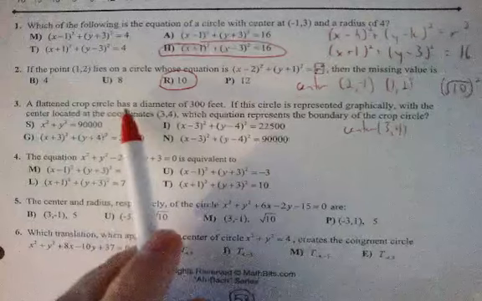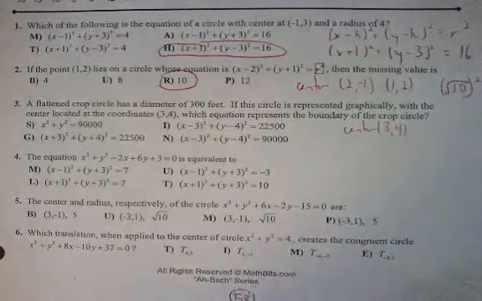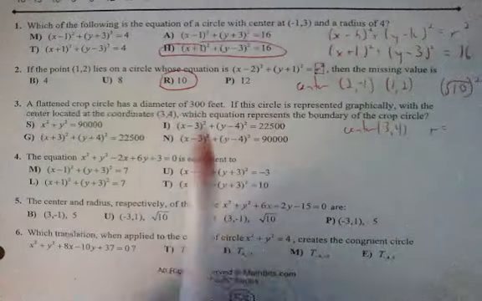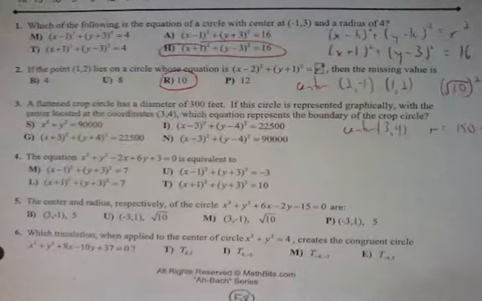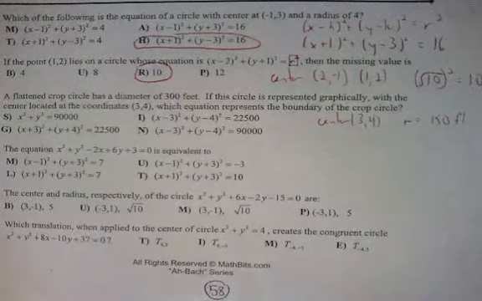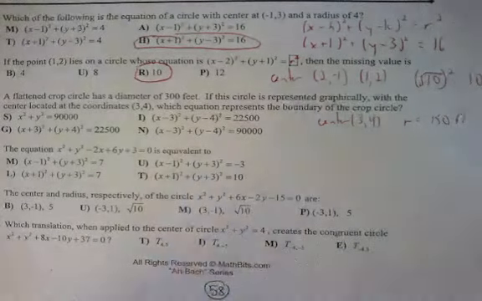Okay, so the center was given to be 3, 4, and it also tells us the diameter of the circle is 300 feet. Well, instead of considering the diameter, the radius would be more valuable, so I'm going to cut the diameter in half, and I know the radius would be 150 feet. Okay. Now that we have those two pieces of information, which is always the two key pieces to get, if you can get the center and the radius, then you plug that information into the standard form.